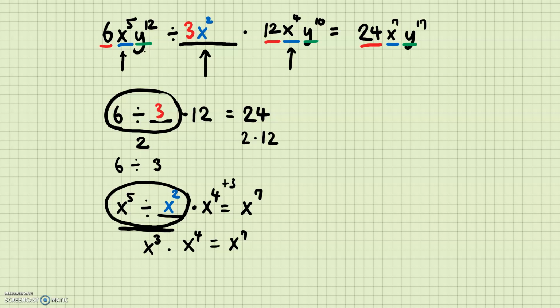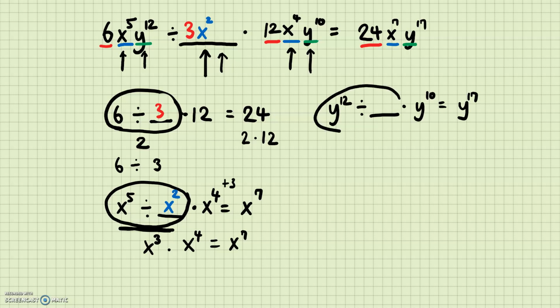Lastly, the y part, we have y to the 12th divided by something. We have a blank here. Divided by something times y to the 10th gave us y to the 17th. Again, looking at this piece by piece. Y to the 10th times something gave us y to the 17th. And if you notice, 10 plus 7 gives us 17, right? So this part will have to be y to the 7th. Y to the 7th times y to the 10th would give us y to the 17th.